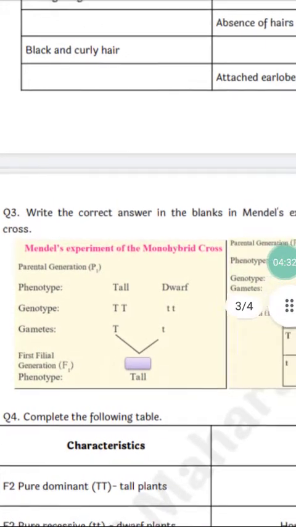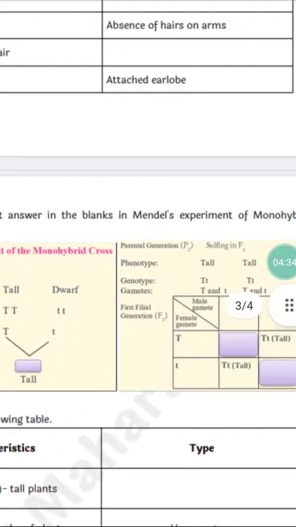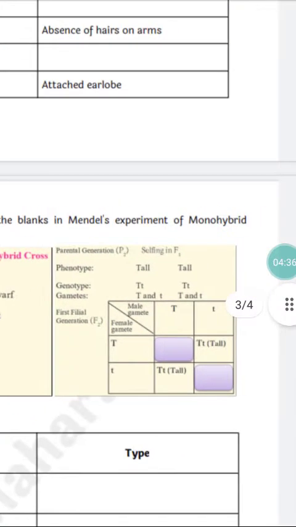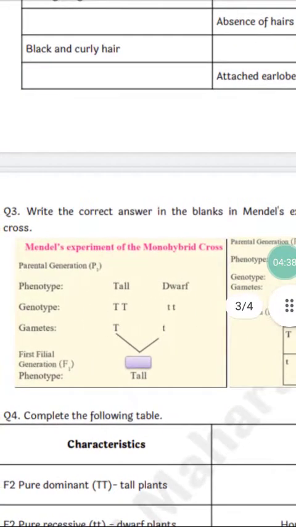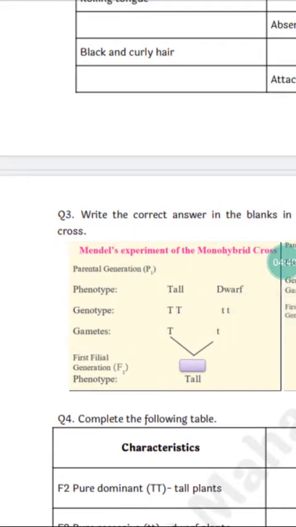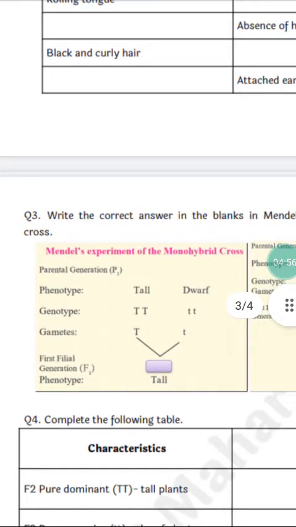Next question, write the correct answer in the blanks in Mendel's experiment of monohybrid cross. Actually friends, all this you had already studied last year. Here we are only revising it. We are taking a revision of this, so I will only tell you how you have to write it here. Okay. So, Mendel's experiment of the monohybrid cross.